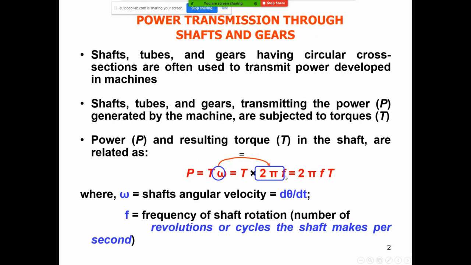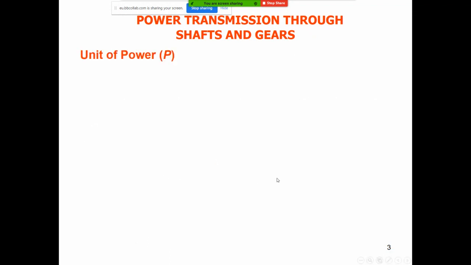So if you have the frequency and you have the power that needs to be transmitted through the shaft, you see that we can find the torque. Once you can find the torque, you can find the stresses. Once you find the stresses, you can design your shaft in order to satisfy the requirement of the allowable stresses or the allowable deformation.